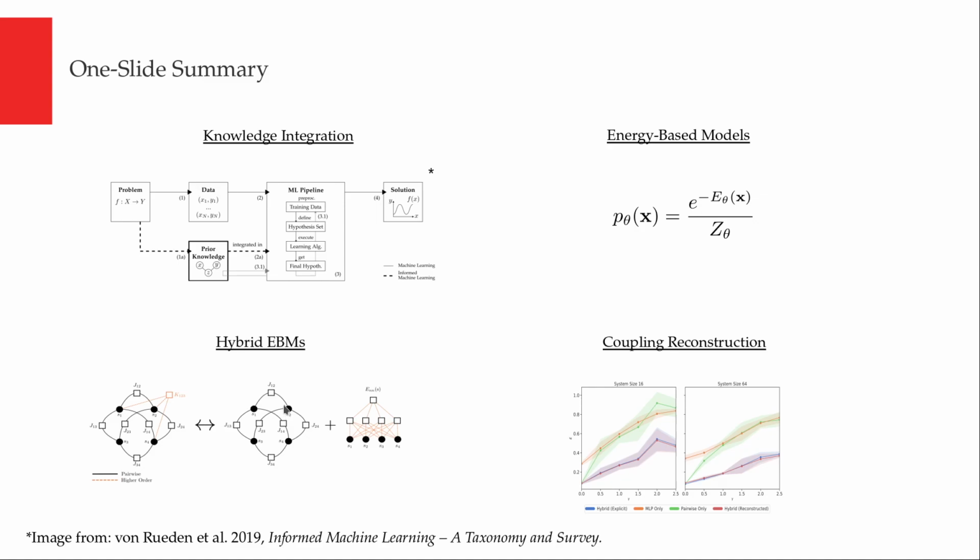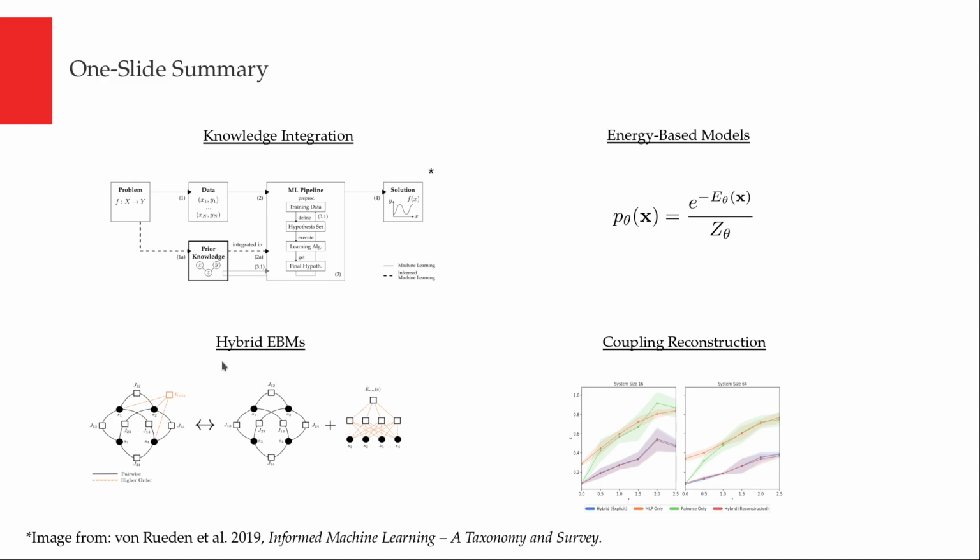Okay, so for a one-slide summary of the talk and also of the paper, I'm going to talk about knowledge integration, which is the general question of how can I integrate knowledge into a machine learning pipeline. I'm going to talk about energy-based models, which are models where we specify only the negative unnormalized log probability of a state of the system, which is also called the energy.